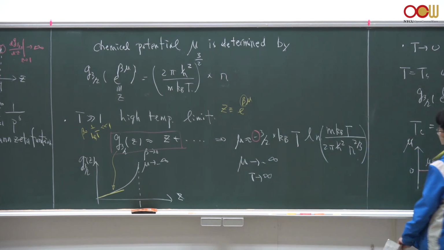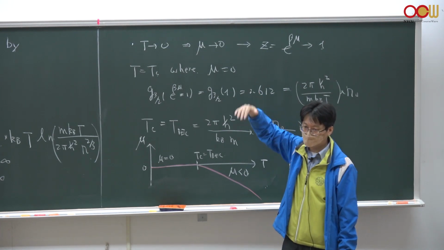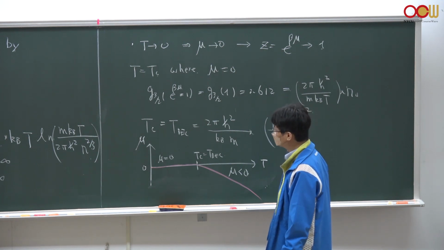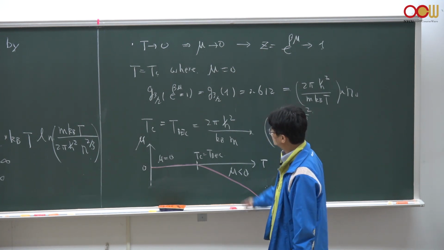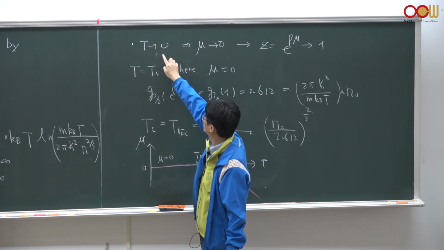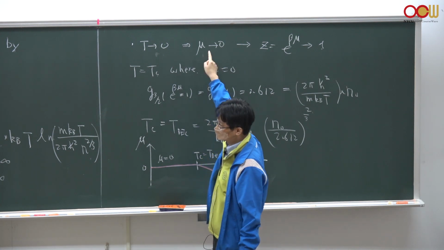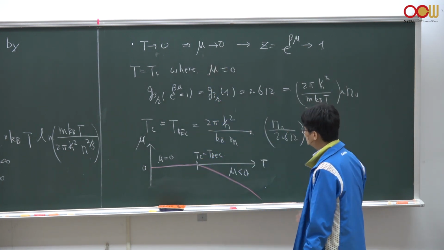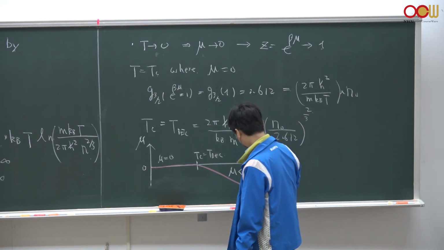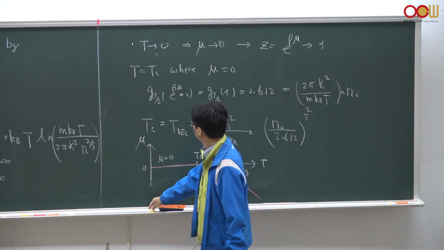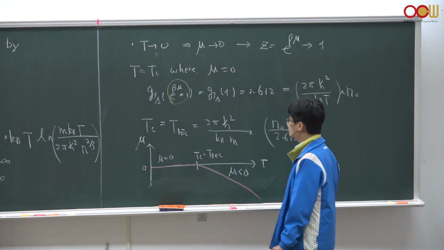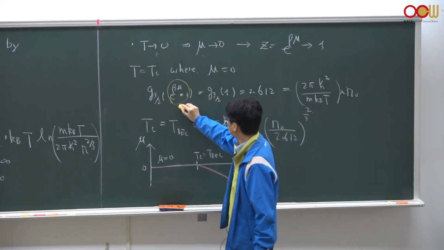So let's decrease the temperature from the high temperature regime to the low temperature regime, and again try to determine the chemical potential there. We will show in a moment that in this low temperature limit, the chemical potential approaches zero below a certain temperature. This can be done by looking at the boundary value of z, where z is 1.